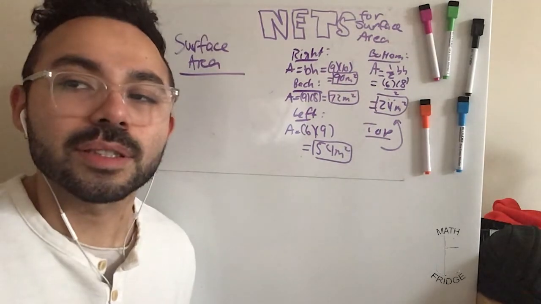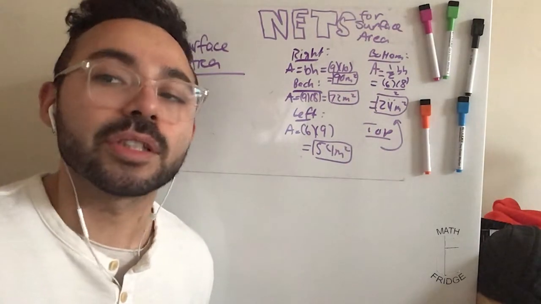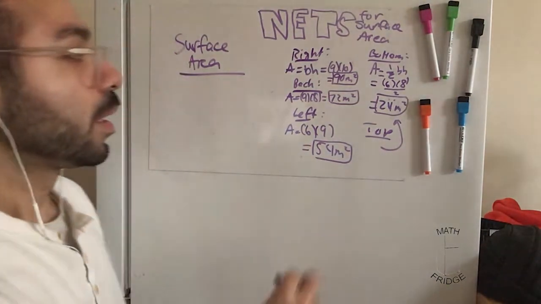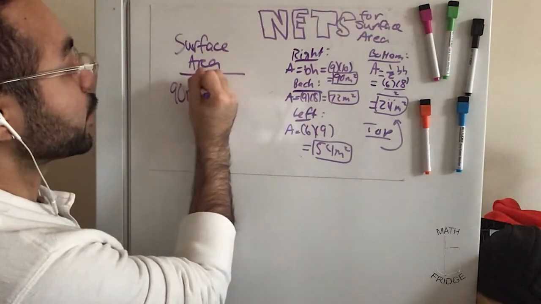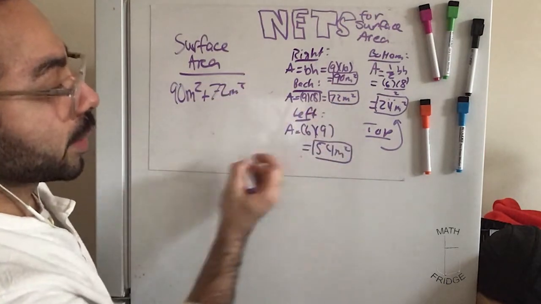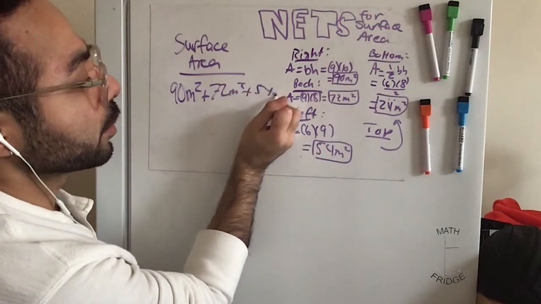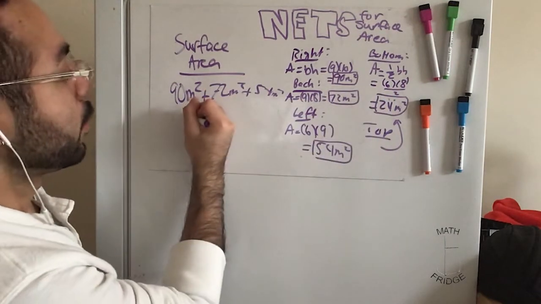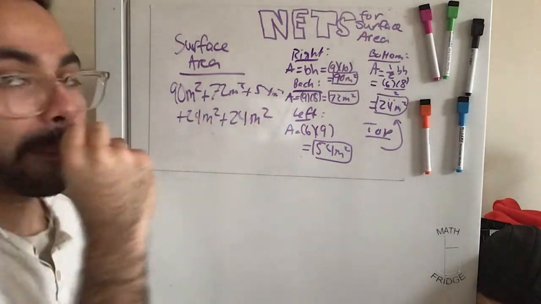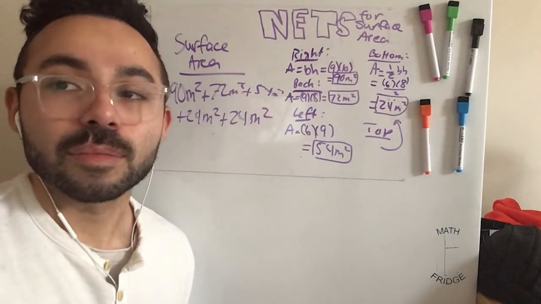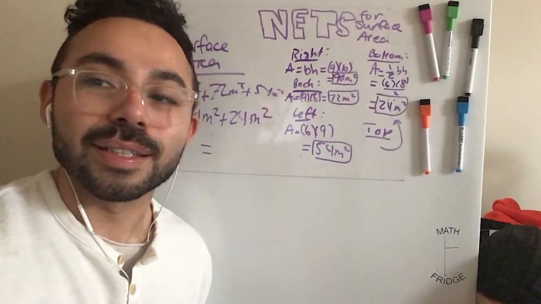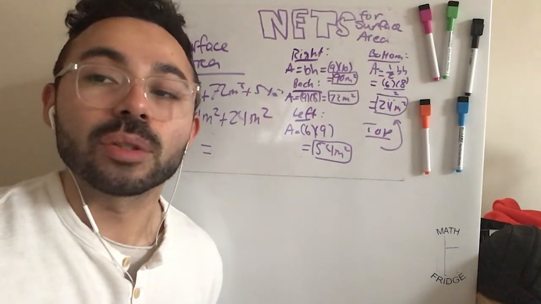All right, so now we're going to get the surface area. And the surface area, as we remember in our definitions, is the sum total of all the faces of the prism. So I have 90 meters squared plus 72 meters squared plus 54 meters squared, plus 24 meters squared plus 24 meters squared. Cool, right? So grab your calculator or do the math in your head. I just checked my calculator and it says that I have a surface area of 264 meters squared.